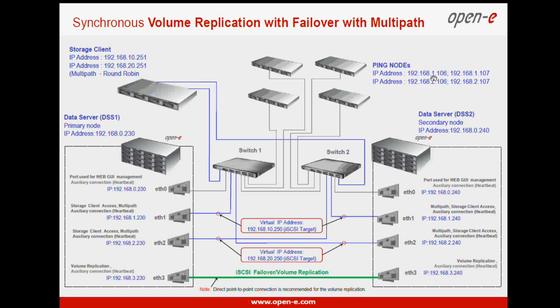So I have 192.168.1, let's say 106, and in the other network the 107, so the next one. I can have even more, but don't exaggerate. One is the minimum, and 2, 3, or 4 is a good idea to have.